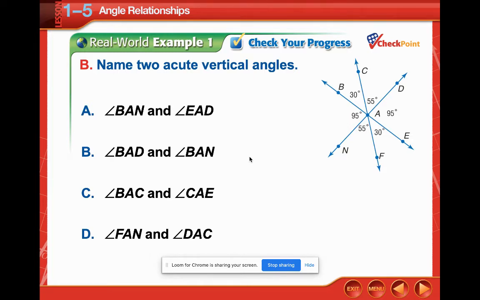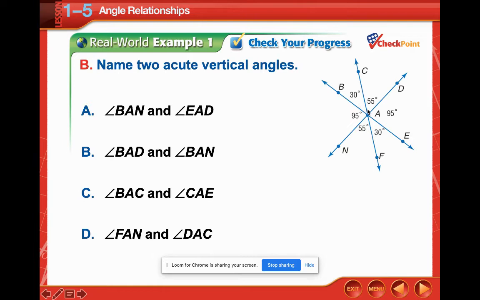All right, hopefully you were able to figure this out, so let's double check them. So we got BAN, okay, right here. This is larger than 90 degrees. This is not an acute angle, so we already know BAN is wrong. All right, so we got BAD, 85 degrees, and BAN. Those are adjacent angles. See how they're right next to each other. And BAN is also larger than 90 degrees, so that's not acute, and they're not vertical. Double no. So A and B are both wrong.